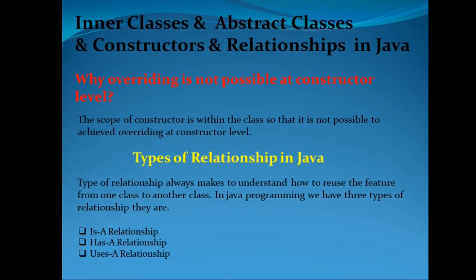Why is overriding not possible at constructor level? The scope of a constructor is within the class, so it is not possible to achieve overriding at constructor level.